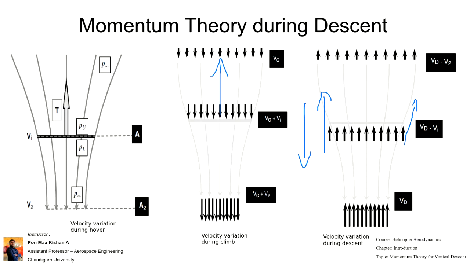I hope you can understand why the flow is like that. When we are climbing, we are utilizing the air above the rotor surface. When we are descending, that is, trying to land, the lower air is taken into consideration. Just imagine the rotor system is rotating and the helicopter is trying to land. The flow will be taken from below, so the blades will be tilted accordingly.